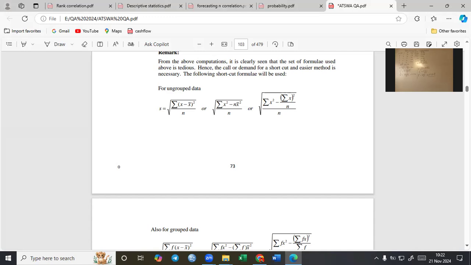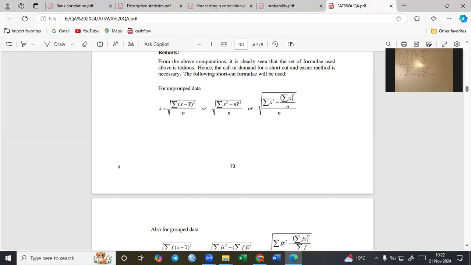Square root of summation of x minus x bar, where x bar is the mean, over n. Then they also say summation of x squared minus n x bar squared over n. Then find the square root. We will give the same.